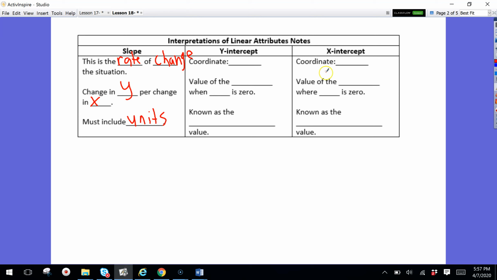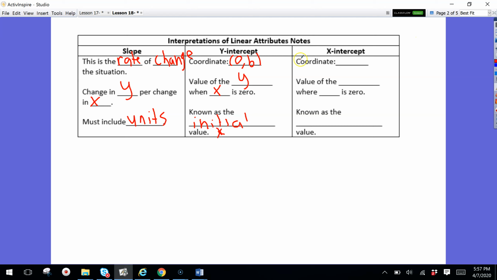Now remember that the y-intercept is the value of y when x is 0. So it's (0, b). We use b to represent the y-intercept, and it is the value of y when x is 0. A lot of times this is known as the initial value, but not all the time. In our easier problems, this will be what we started with.